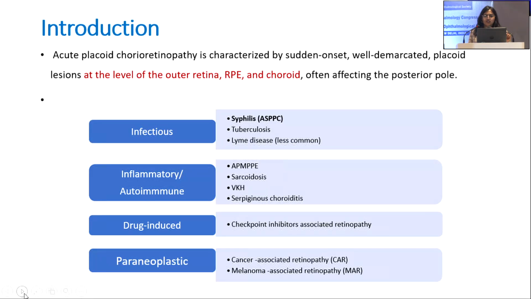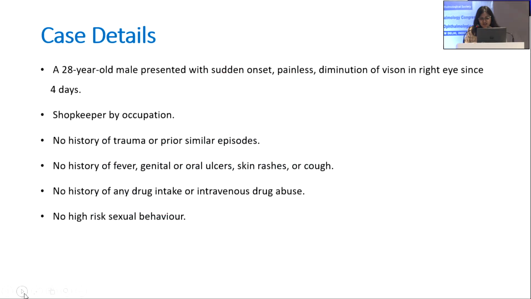When we speak about acute placoid chorioretinopathy, the thing which comes to our mind is that it is characterized by sudden onset, well-demarcated placoid lesions at the level of outer retina, RPE, and choroid, mostly affecting the posterior pole. Nowadays, whenever we speak about acute placoid chorioretinopathy, the first infective cause which we need to rule out is syphilis. Besides, there are other causes like inflammatory, autoimmune, drug-induced, and paraneoplastic causes also described.